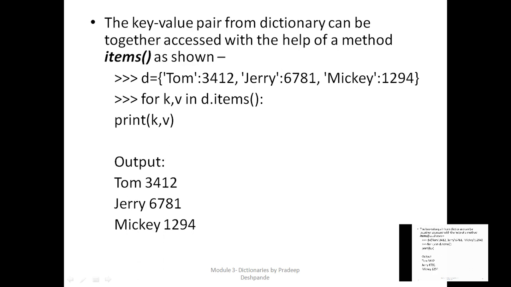For example, here we have the dictionary Tom, Jerry and Mickey. Same example we have taken. For k comma v, instead of one variable, we are using two variables here in d dot items. The items method extracts the key and value pairs. Print k comma v, so that will return the key and value pairs from the dictionary. Remember this: k comma v in d dot items. The items function takes key and value pairs.